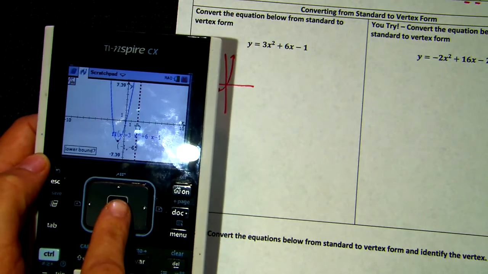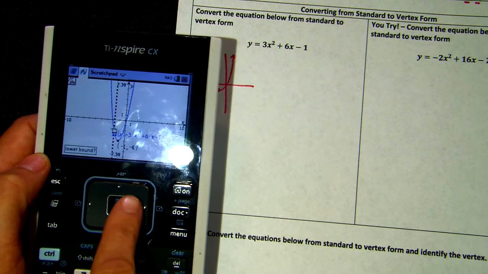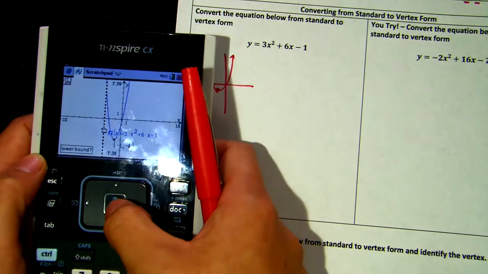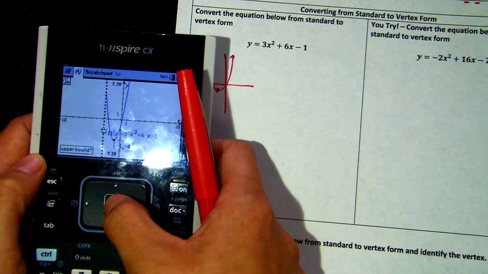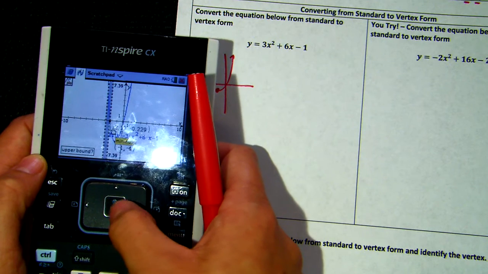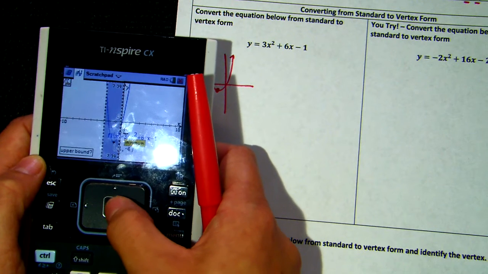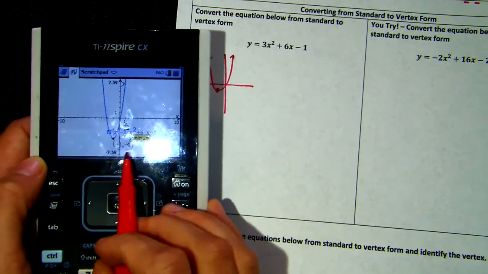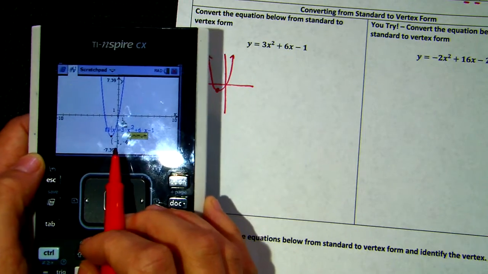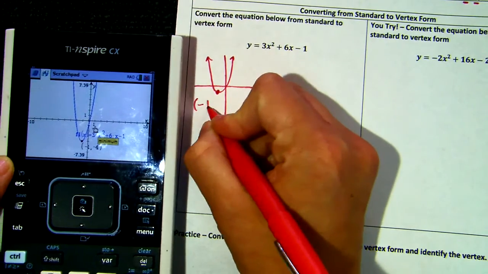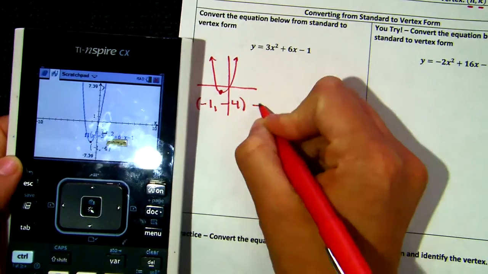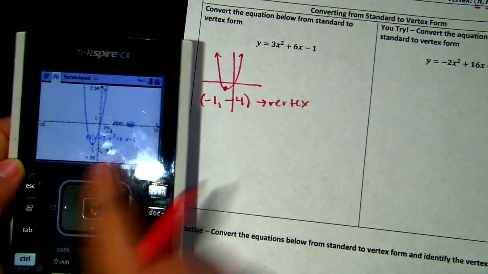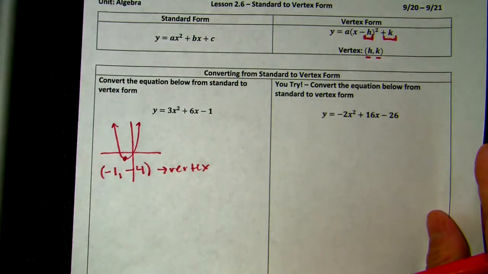After that, you should see a dotted little black line pop up. I'm going to use the center piece to scroll to the left of the vertex and press the middle button. And then I'm going to scroll to the right of the vertex and press the middle button again. Once I do that, I should see this black point pop up. Notice there that this is the point -1, -4. That is my vertex. So now that I know my vertex, I can convert to vertex form.